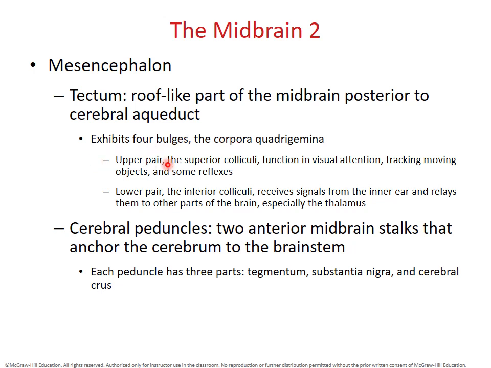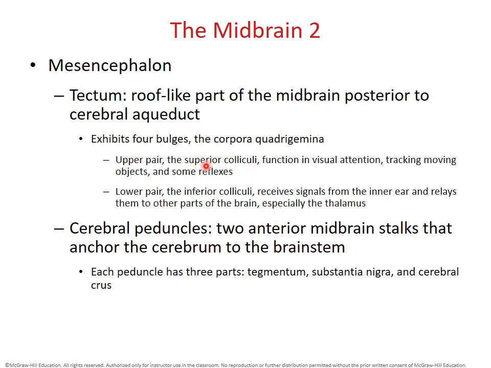The upper pair of bumps are referred to as the superior colliculi, and then the 2 lower bumps are called the inferior colliculi. Right? So 4 bodies, 4 bumps altogether, an upper 2 known as the superior colliculi, and a lower 2 called the inferior colliculi. These colliculi seem to be involved in relaying messages and certain kinds of reflexes.